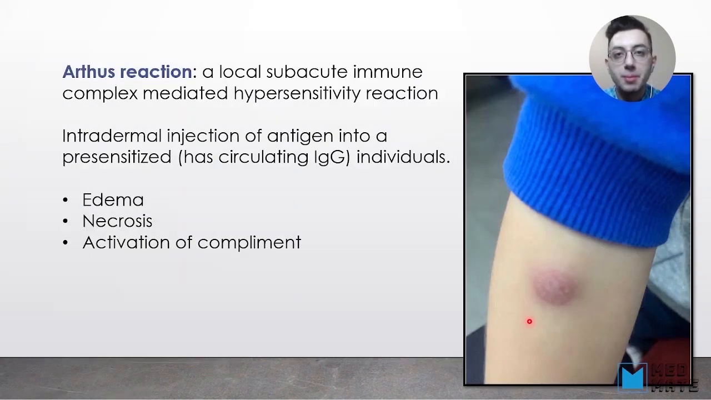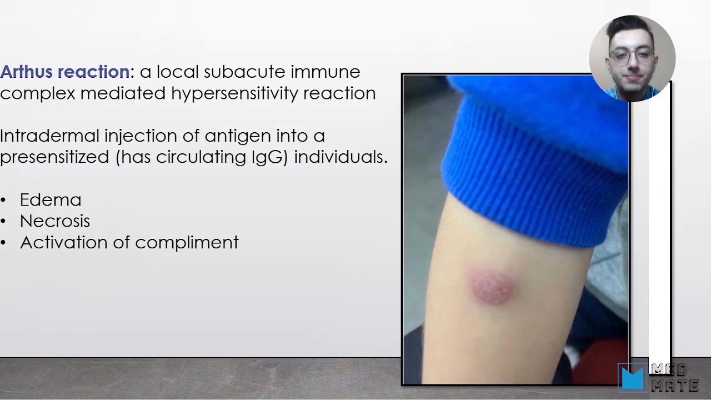The other presentation of type 3 hypersensitivity is the Arthus reaction. This is a local subacute immune complex-mediated hypersensitivity reaction, where intradermal injection of an antigen into a presensitized person who has circulating IgG leads to the Arthus reaction. This leads to local edema, necrosis, and activation of complement in that specific part where the previously presensitized patient is now reacting to this antigen.